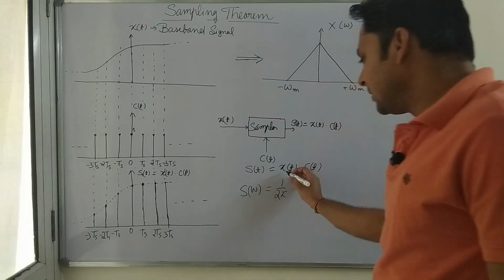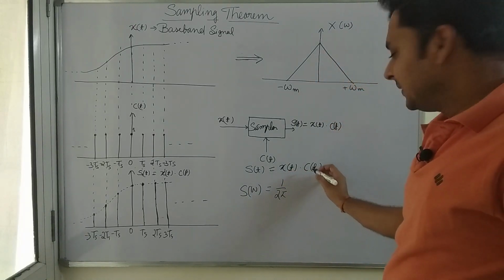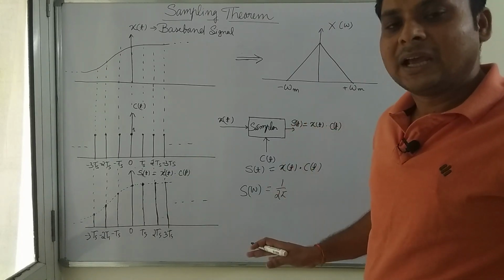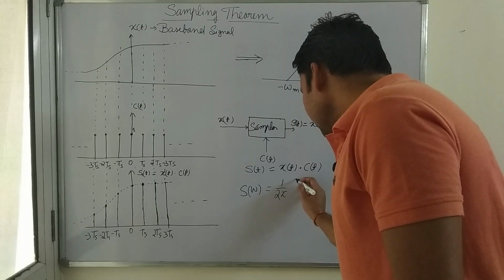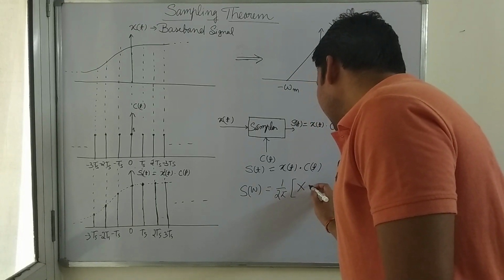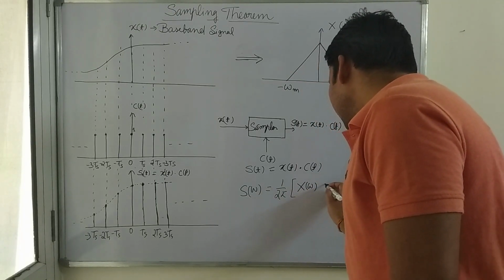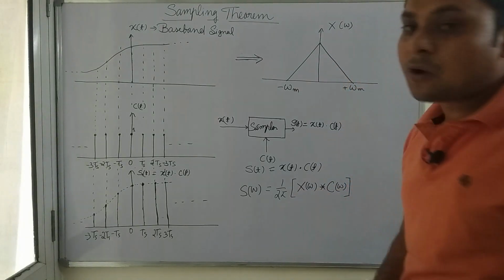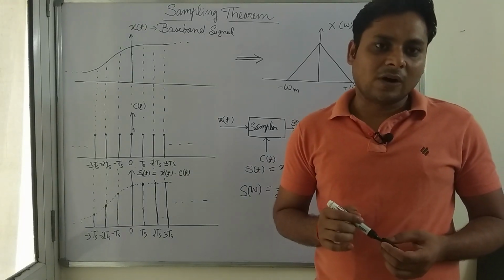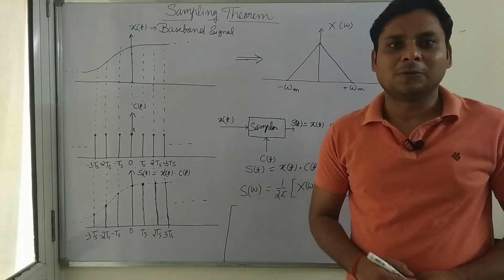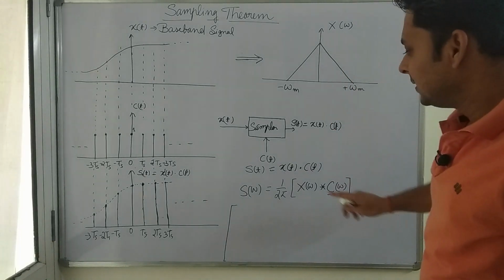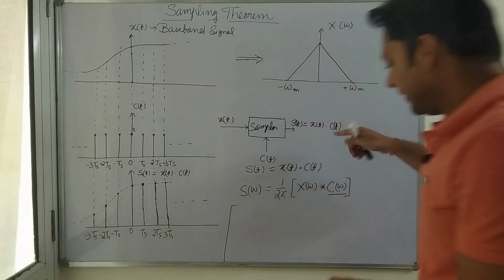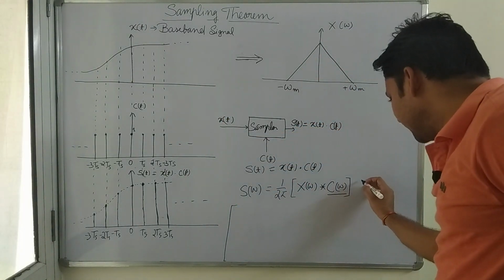Listen, x(t) and c(t): this is a multiplication, and multiplication will convert into convolution in the frequency domain. So let's see, X(omega) convolution C(omega) will convert into X(omega) convolved with C(omega). Now see here, C(omega) is the Fourier transform of the function c(t). Now look at the function c(t); we have to find the Fourier transform of this function.